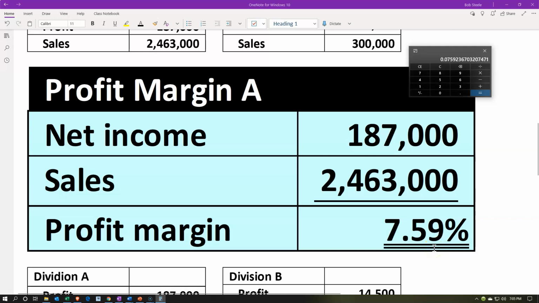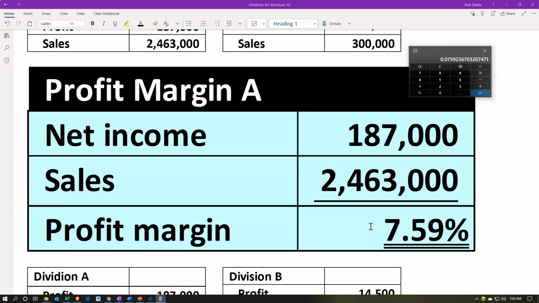What does that mean? That means that for every dollar of sales we have, every dollar that comes in on sales, we're going to keep about 7 or 8 cents, 7.59 cents of every dollar that we have, or for every $100 that we make, we get to keep $7.59. So that's going to be our profit margin. You can say, well, is that good or bad, that profit margin? Well, it depends.